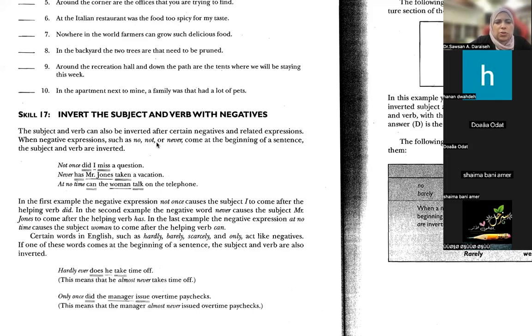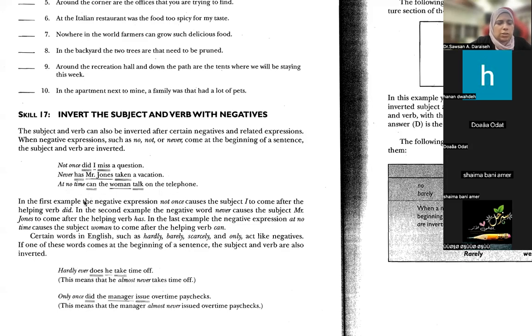Also, when we have an expression that has, what did we say? No. So at no time. At no time is an expression that has no. You can say no one, by the way. Anything with no, guys, at the beginning of the sentence. You try anything that starts with no, and you'll see that the verb will come before the subject. So look at this phrase that has no. At no time, it means ولا بأي وقت. Can the woman talk on the phone? At no time can the woman talk on the phone.